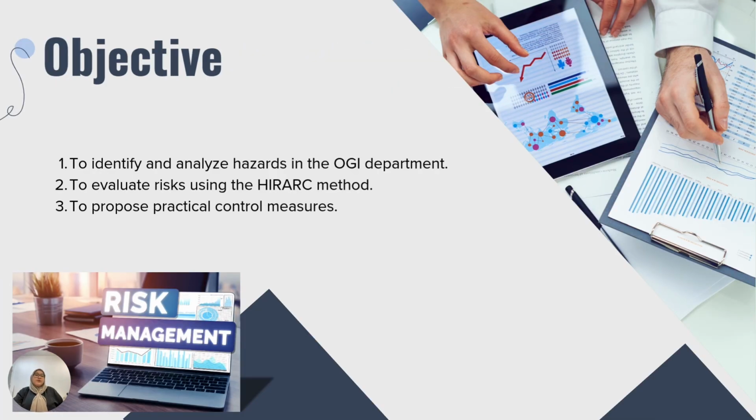Okay, so now that we know where the case study is based, here are the main objectives I focused on throughout the analysis. The purpose of this case study is to first identify the hazards present in the department. Then, using the HIRAT method, I evaluated the level of risk each hazard brings. From there, I proposed control actions that are suitable and can realistically be implemented.